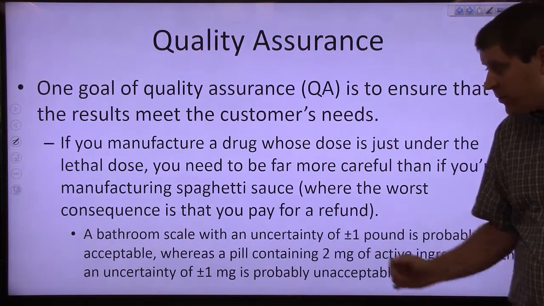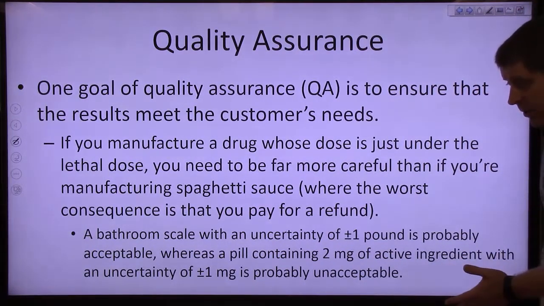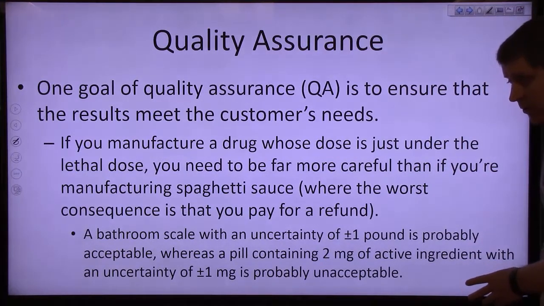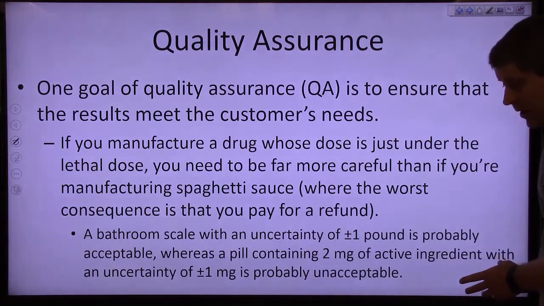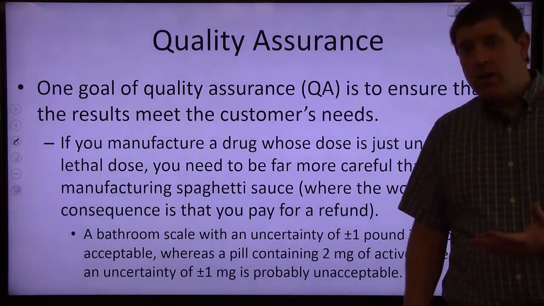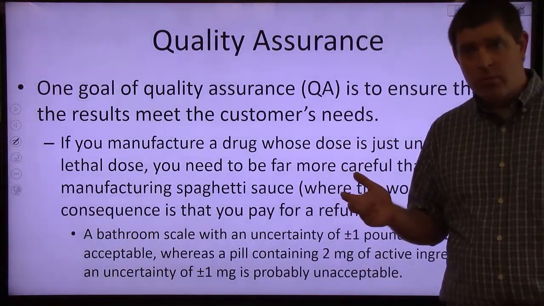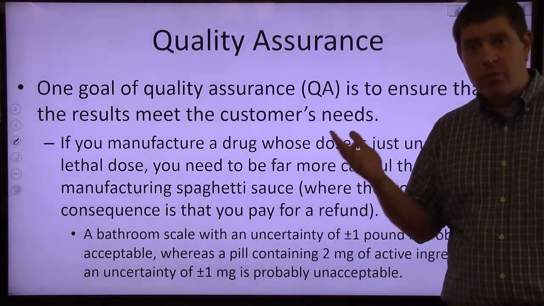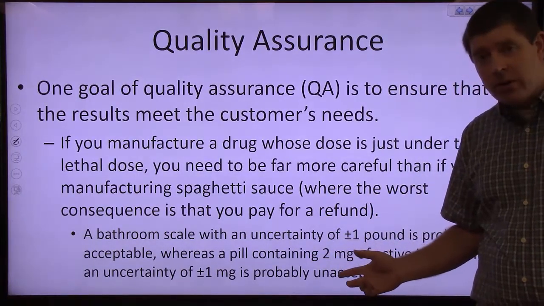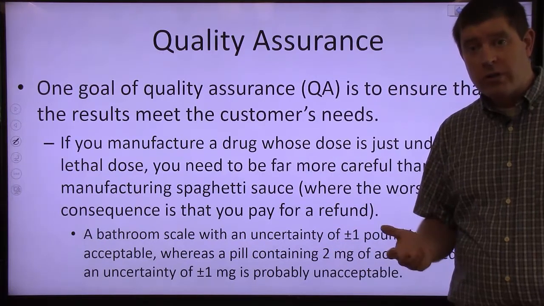Now, a bathroom scale with an uncertainty of plus or minus 1 pound is probably acceptable, whereas a pill containing 2 milligrams of active ingredient with an uncertainty of plus or minus 1 milligram is probably unacceptable. Now, part of the reason for this is that for your weight, plus or minus 1 pound is, depending on your weight, roughly 1% of your weight. But for the pill, plus or minus 1 milligram is plus or minus 50%. That's a very large percentage change.